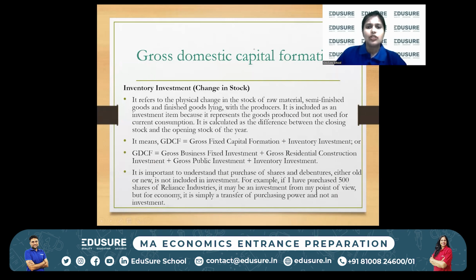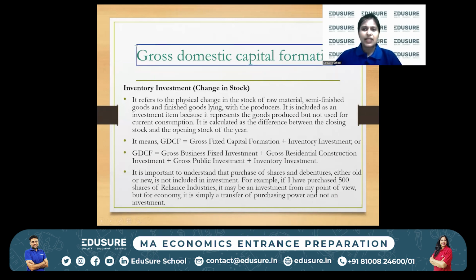Okay, so that was the gross domestic capital formation. And gross domestic capital formation, as I said, has two components. It has the gross domestic fixed capital formation, and then it has change in stock. Change in stock is something we've already done. It refers to the physical change in stock of all the raw material, finished goods and semi-finished goods lying at producers. As I said, when you have goods which are unsold, that becomes your unanticipated or unwanted investment.